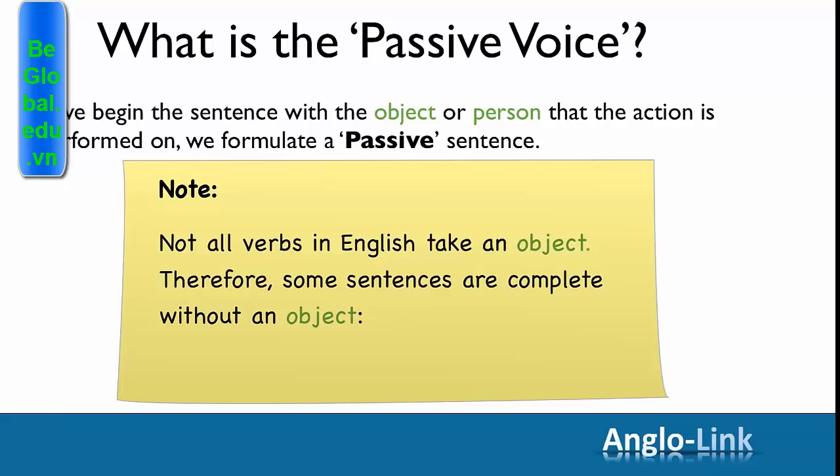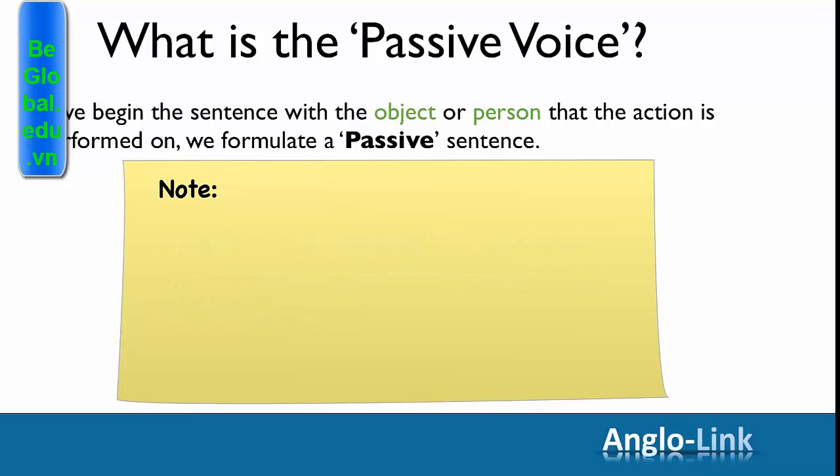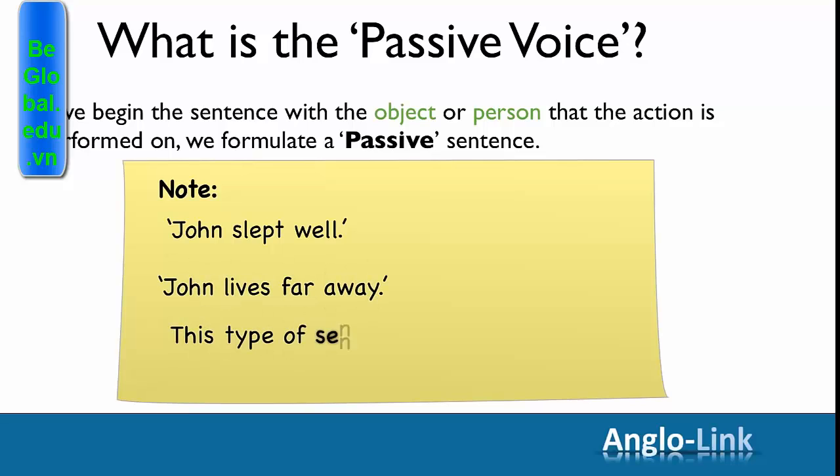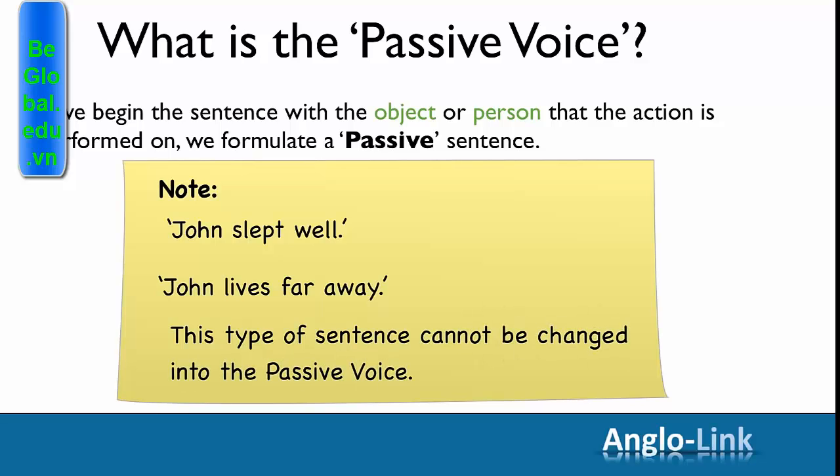Note that not all verbs in English take an object. Therefore, some sentences are complete without an object. For example, John slept well, or John lives far away. This type of sentence cannot be changed into the passive voice.